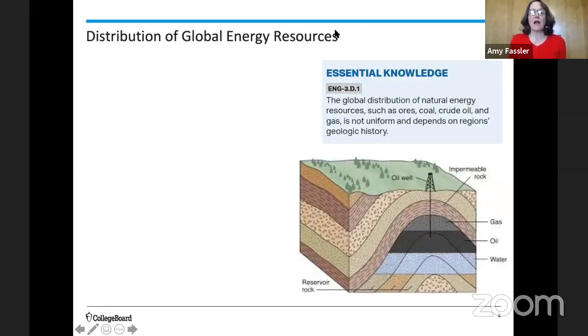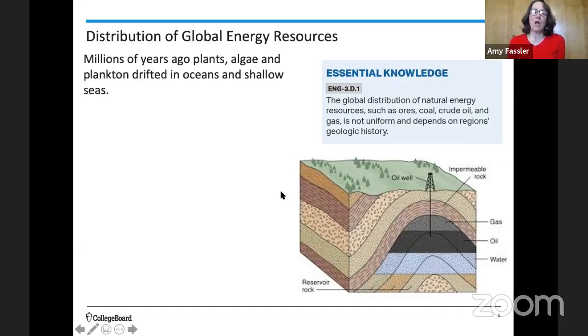So we're going to start right away with this discussion of global energy resources, and we're going to focus in on this essential knowledge statement that the geology of an area determines where fossil fuels are located and which fossil fuel that is, if I have coal, oil, or natural gas. Let's see if we can kind of simply go over a description of how those fossil fuel resources got there.